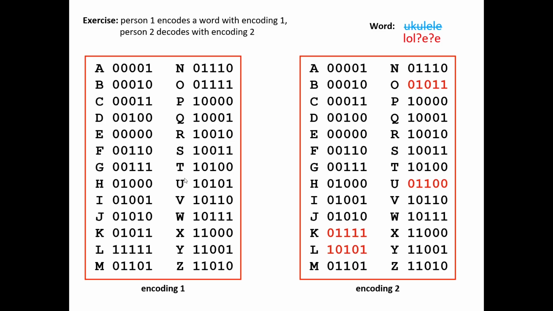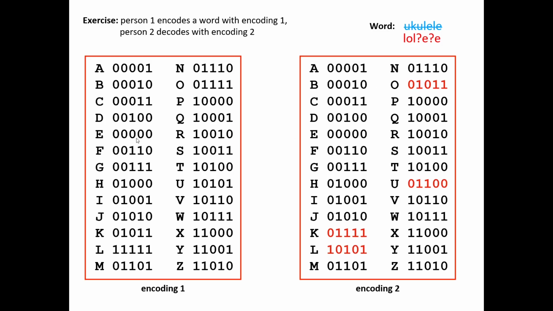And then K, let's see, K was encoded as 01011. And let's see, there it is, 01011. That's going to translate to O. So in the end, LOL, because the U is still the same. When I find the L over here, 11111, that doesn't even appear in this chart. So what do we decode that as? Who knows?